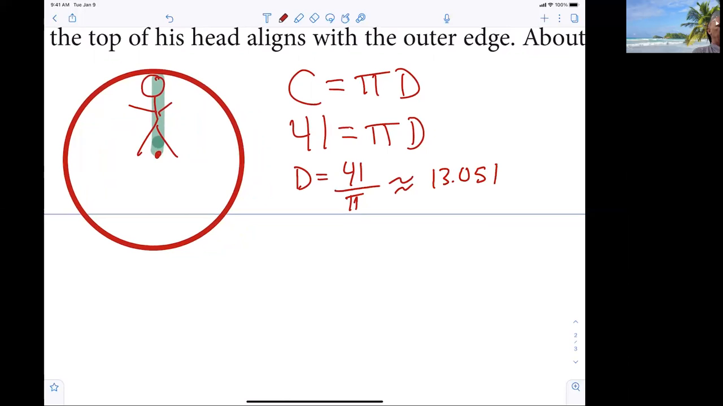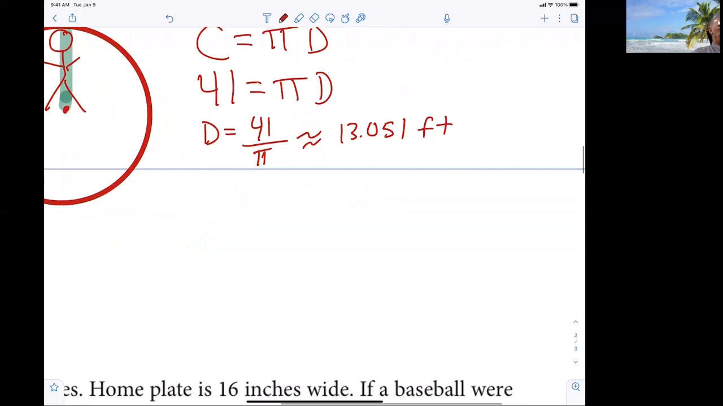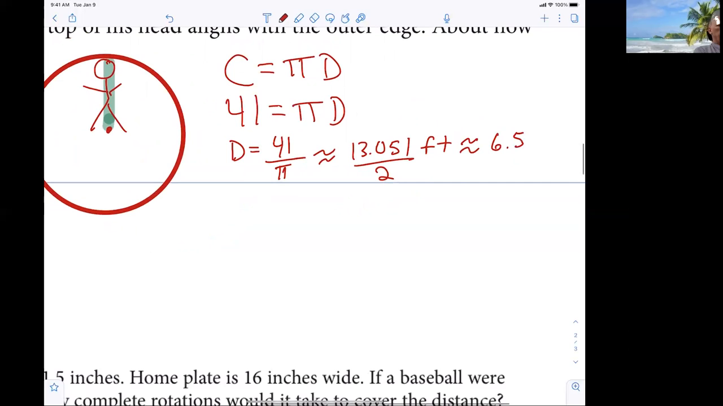Now, that is the diameter. But we said he represents the what? So what do I have to do with that number? Yes, and now we divide that by 2. And so he is approximately what? 6.525 feet. Yes, he's about 6.5 feet.